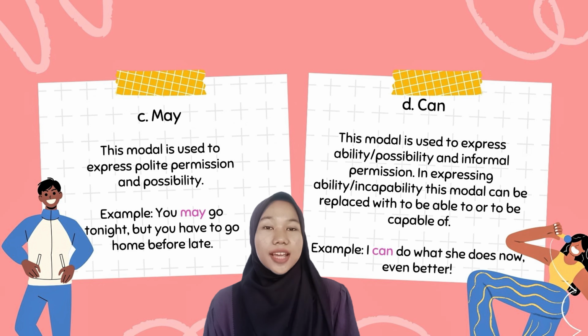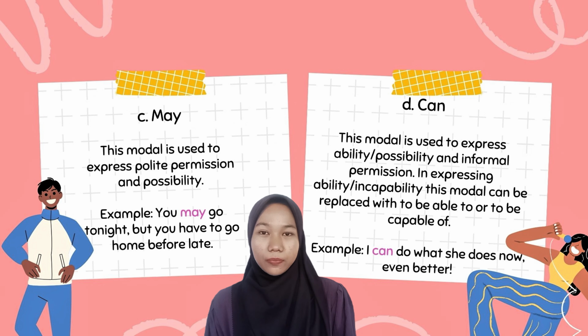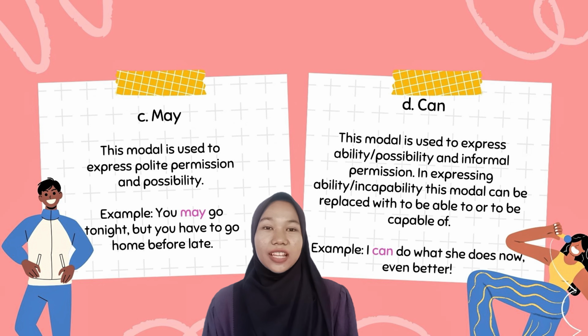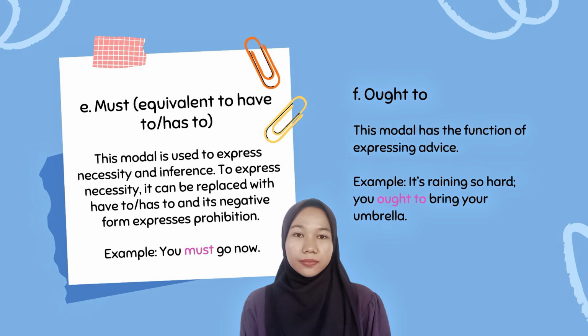Can. On the other hand, can is used to express ability, possibility, and informal permission. When talking about ability, can often be replaced with to be able to or to be capable of. For example, I can do what she does now even better.